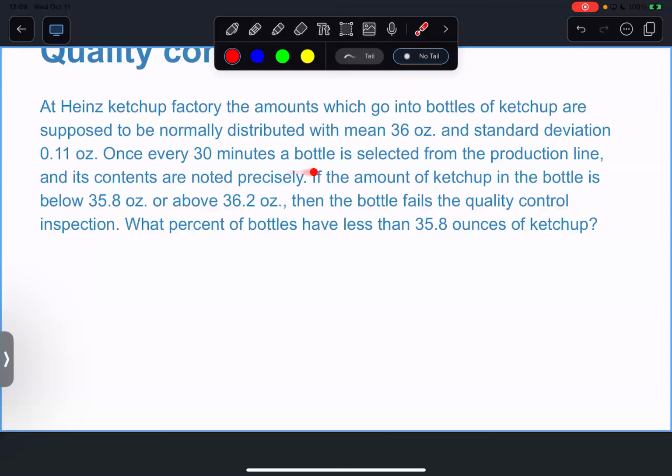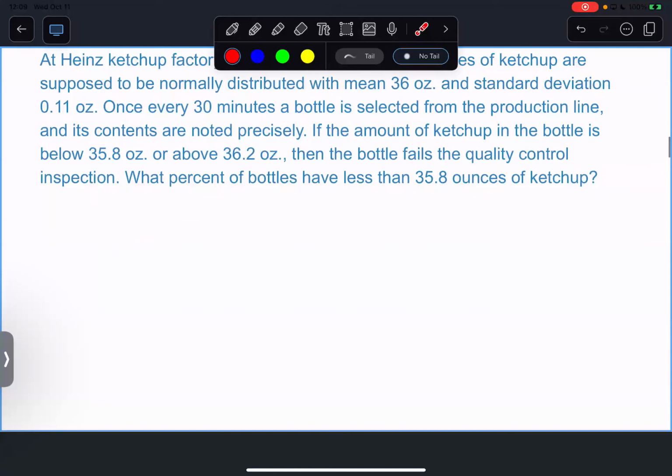So once every 30 minutes, a bottle is selected from the production line. Seems excessive, but whatever. And its contents are noted precisely. If the amount of ketchup in the bottle is below 35.8 ounces or above 36.2 ounces, they don't want to be overfilling and they're just losing money, then the bottle fails the quality control inspection. What percent of bottles have less than 35.8 ounces of ketchup?